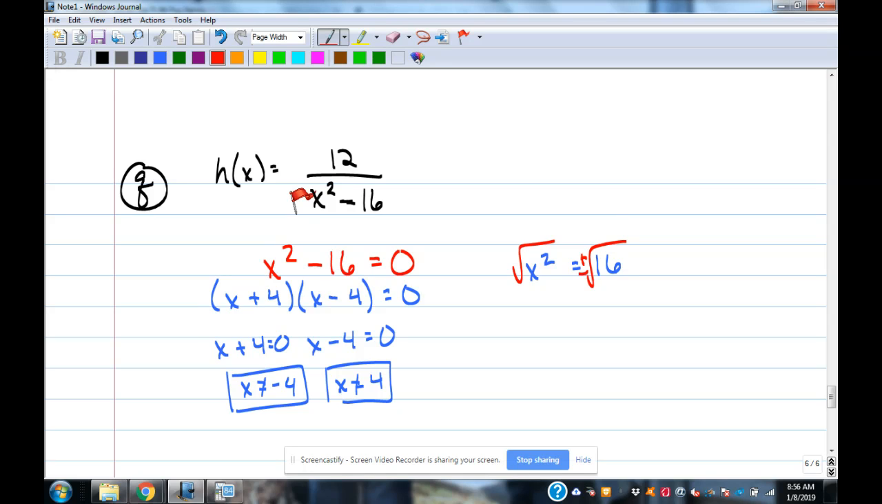What would be a third option? Quadratic formula. A little longer option for this one. I probably wouldn't do it that way, but it is an option. Negative b plus or minus radical b squared minus 4ac, divided by 2a. All of those things are still in play. Everything that you've done in a math class up to this point is in play.